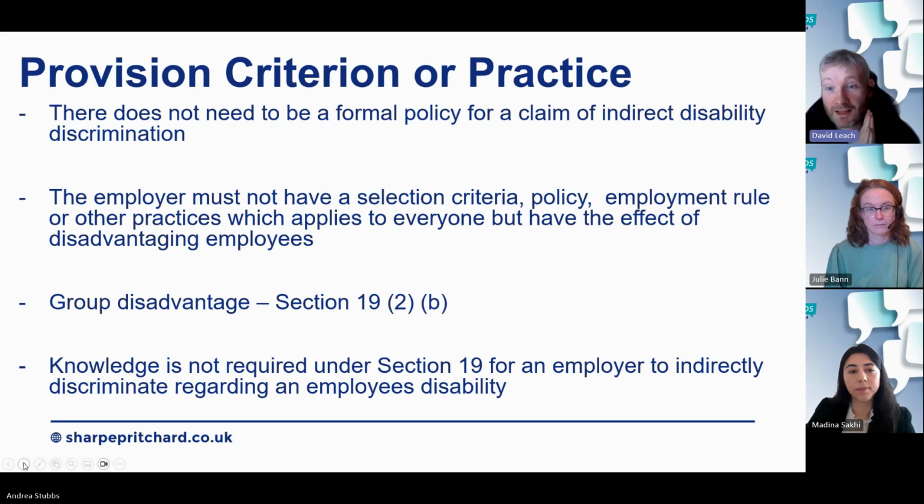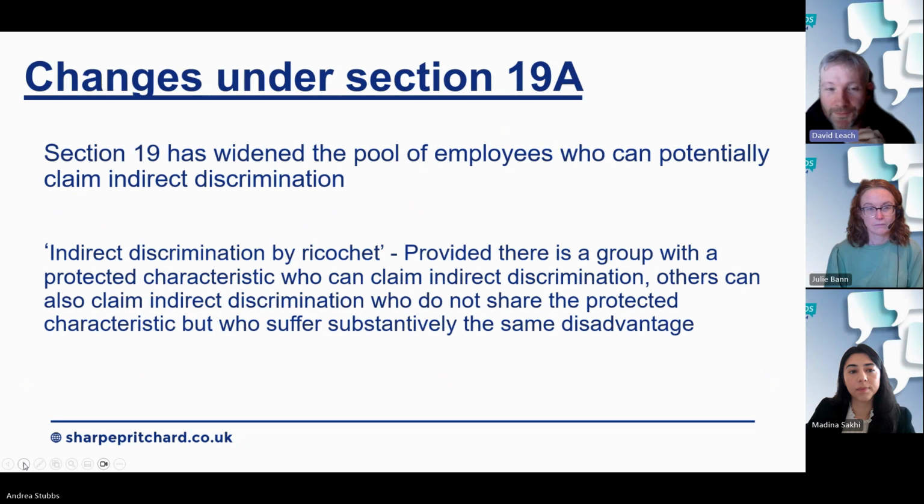Now, next slide, and this is the change in law that I was talking about earlier, is the new section 19A. Well, it's not new, it's been in the Equality Act since it came in, but it's now come in as in 2024, sorry, it's now come in, and it means people who don't share the protected characteristic but do have the disadvantage can also potentially now bring a claim. So a lot of people are saying it's indirect discrimination by ricochet. I might not have the disadvantage of disability, someone else in the business does. However we're both suffering from it, I could tack on to a claim saying I've actually been discriminated against.